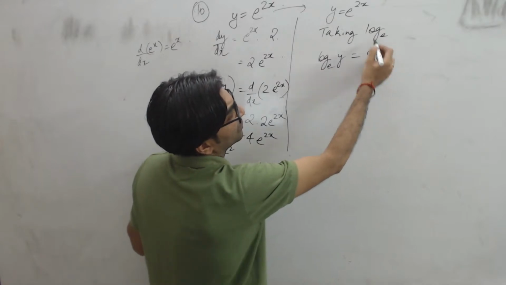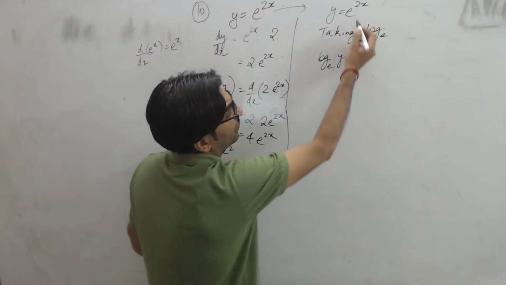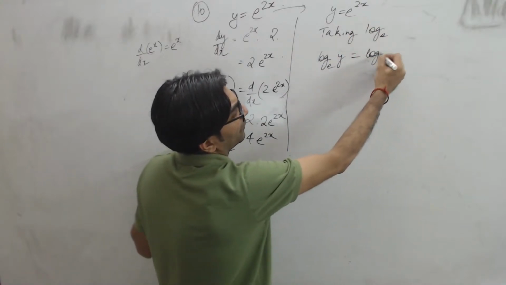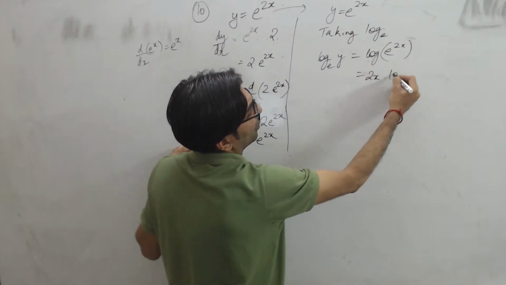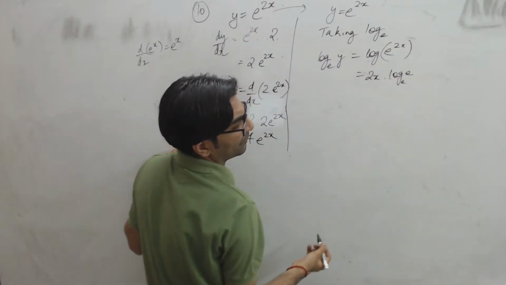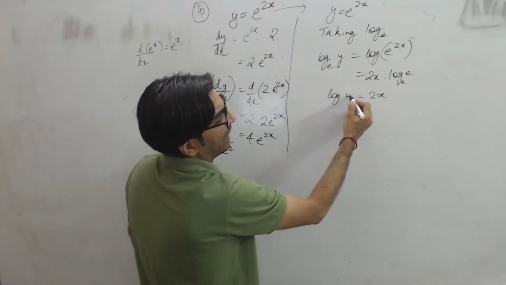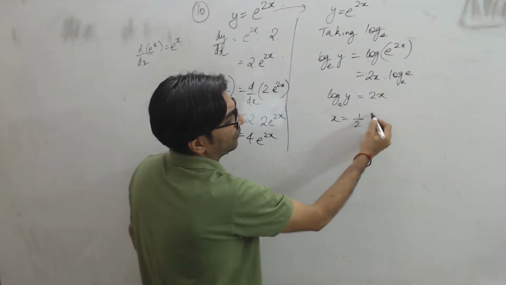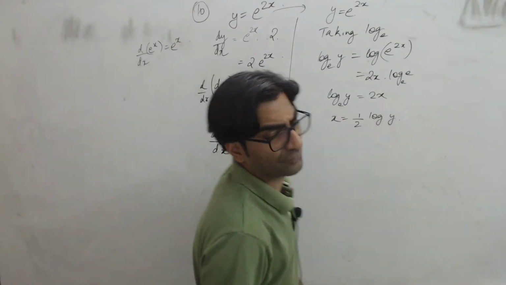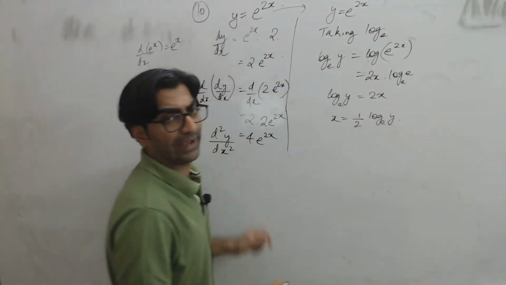RHS becomes, if you're taking log of an exponent, log of e power 2x will actually be 2x into log of e. And what power of e makes e? The first power. So this becomes 2x. So log y is equal to 2x, which means x will be equal to half of log y. There you go. Now I've inverted the function. I've calculated x in terms of y.